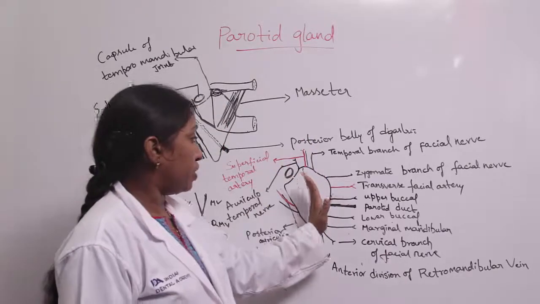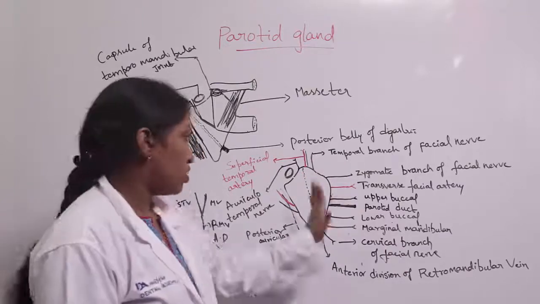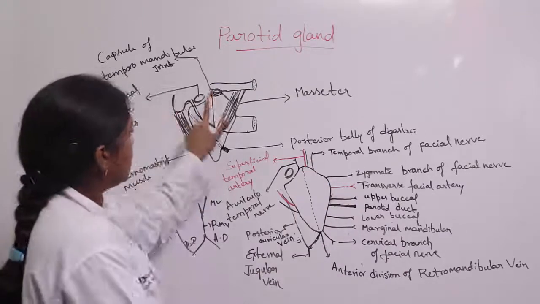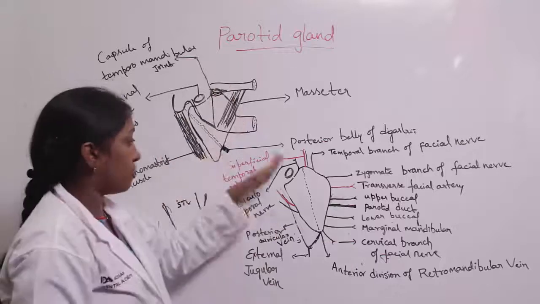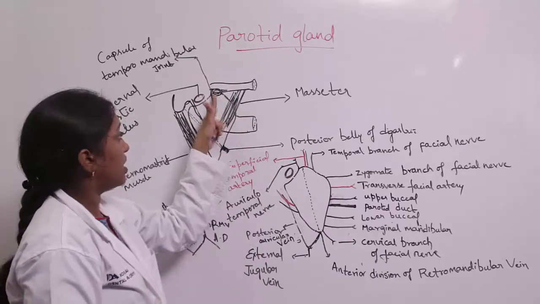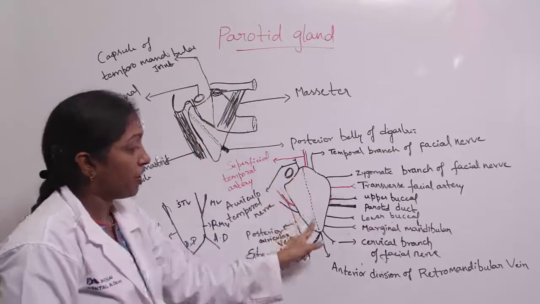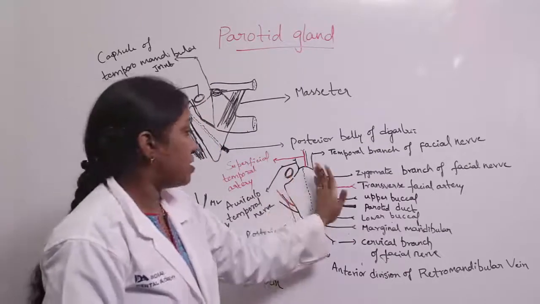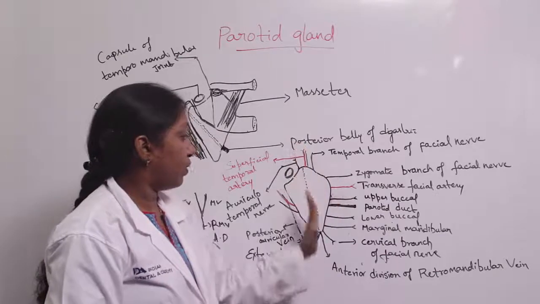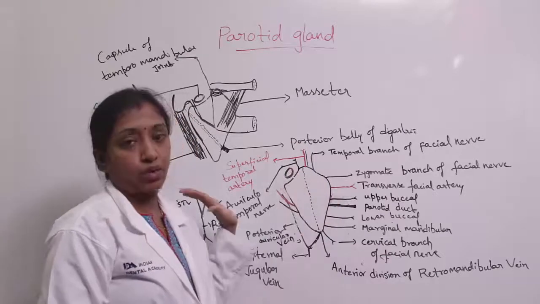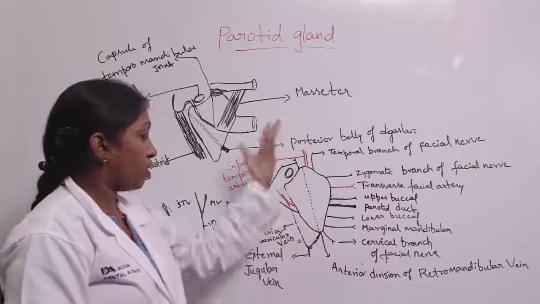And coming to the anteromedial surface. This is the anteromedial surface from the back side, not from the front side. Here is the anteromedial surface because this is the medial border, and this medial border divides the parotid gland into anteromedial and posteromedial surfaces. So this is the medial border on the back side.